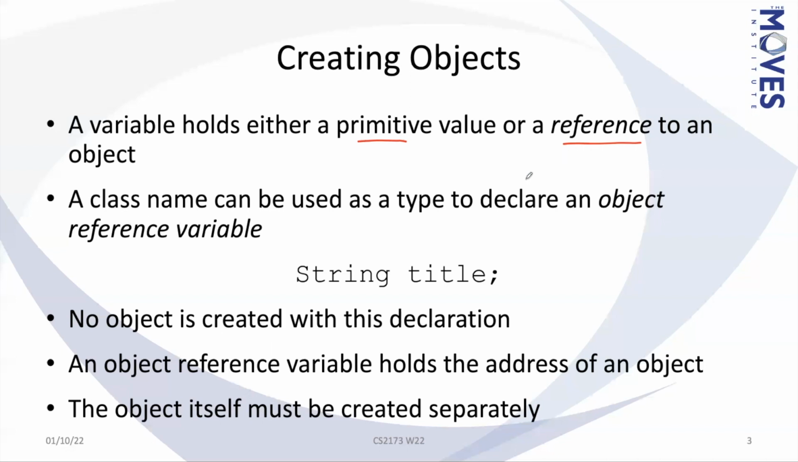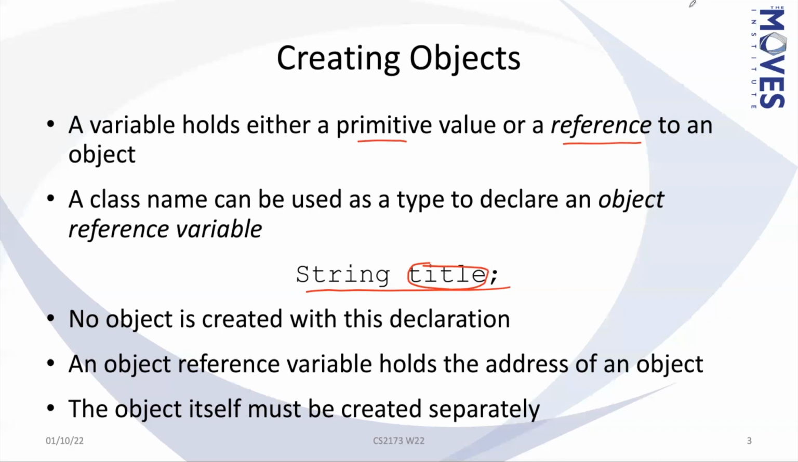Okay, so now it's important to understand what this is. So this is a perfectly legal declaration, but it's a declaration. And all this does is this simply says that the variable title is going to hold a reference to an object of type string. Nothing is created with this declaration. That's important to understand.